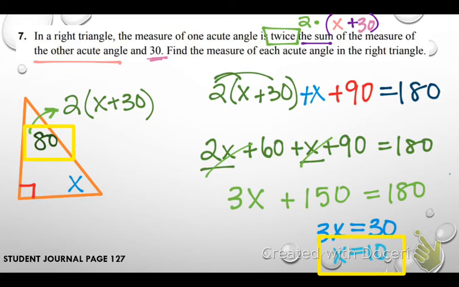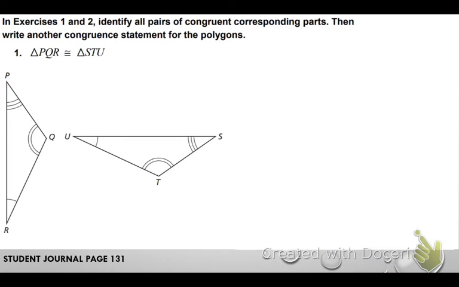All right, we got one more. Go ahead and turn to page 131. We got to hurry because we're already out of time. We're just going to talk through these. 131, looking at the top of the page. We're not going to physically do these because we just don't have time. But it says, identify all pairs of congruent corresponding parts.